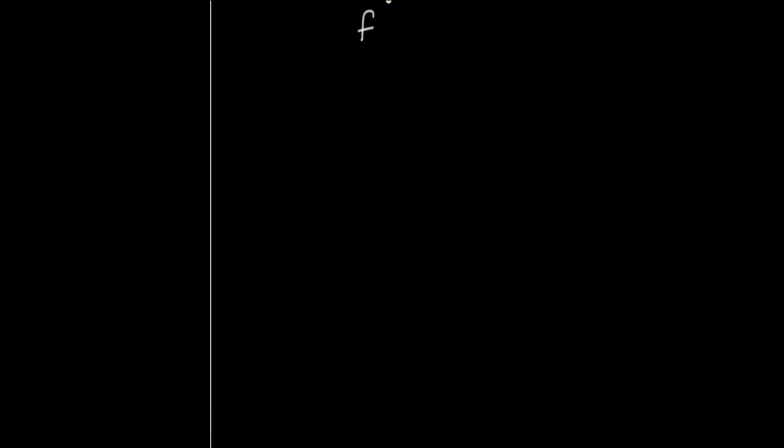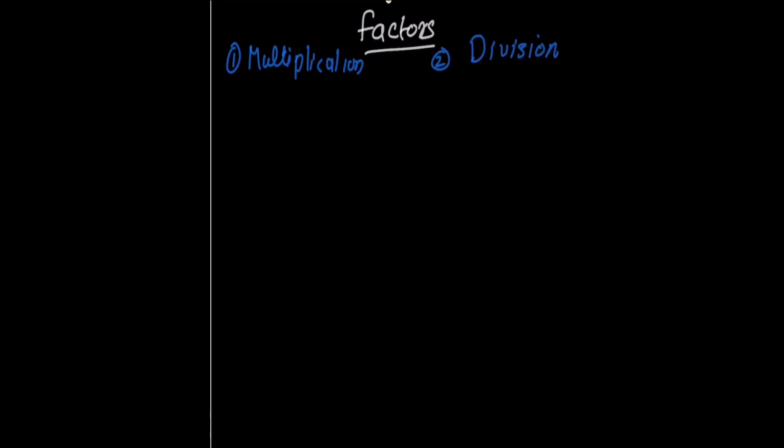Let's see how to find factors for a given number. In order to find factors for a given number, there are two methods. The first method is multiplication and the second method is division. By these two methods, we can find out factors for a given number. For example, if the number is 12, find the factors of 12.